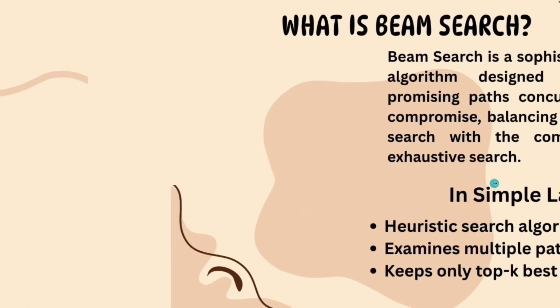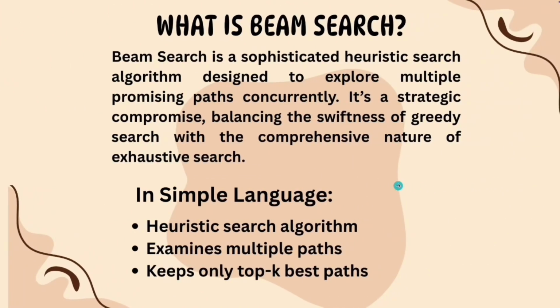Bibek will explain what beam search is. In simple terms, beam search is a heuristic search algorithm. Now, what does that mean? It means that the algorithm does not explore everything like exhaustive search, and it doesn't blindly pick the best immediate choice like a greedy search. Instead, it keeps multiple promising paths, scores them, and continues only with the best few. This balance makes beam search both smart and practical.